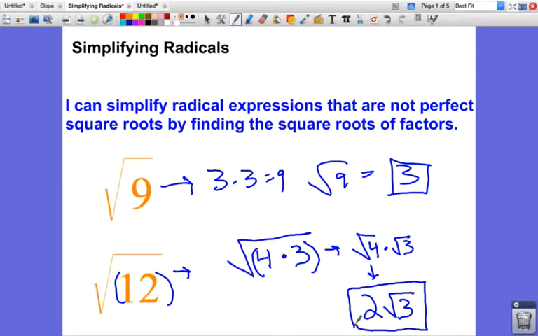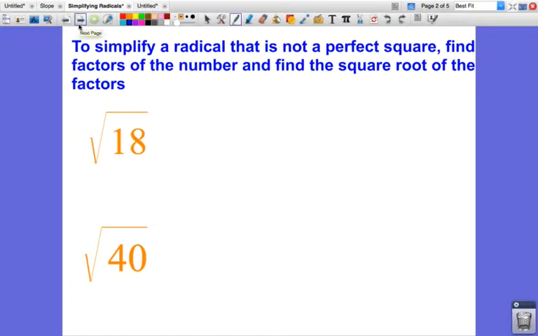And I'm done. One thing I want you to notice is that I did not put a multiplication symbol in between. We don't need that. It's kind of like when we attach a variable to a coefficient. We just attach the 2 next to the root sign. This means 2 times the square root of 3. Let's look at some more.